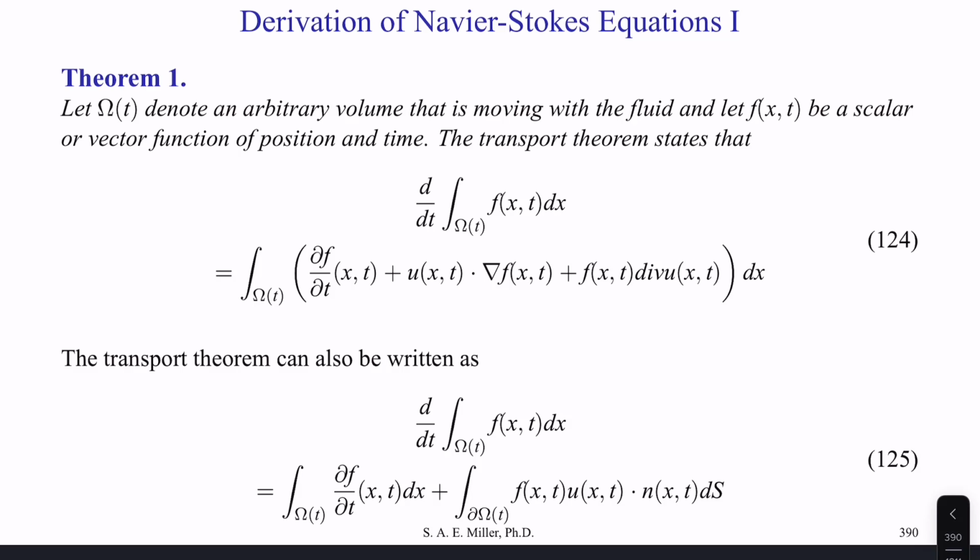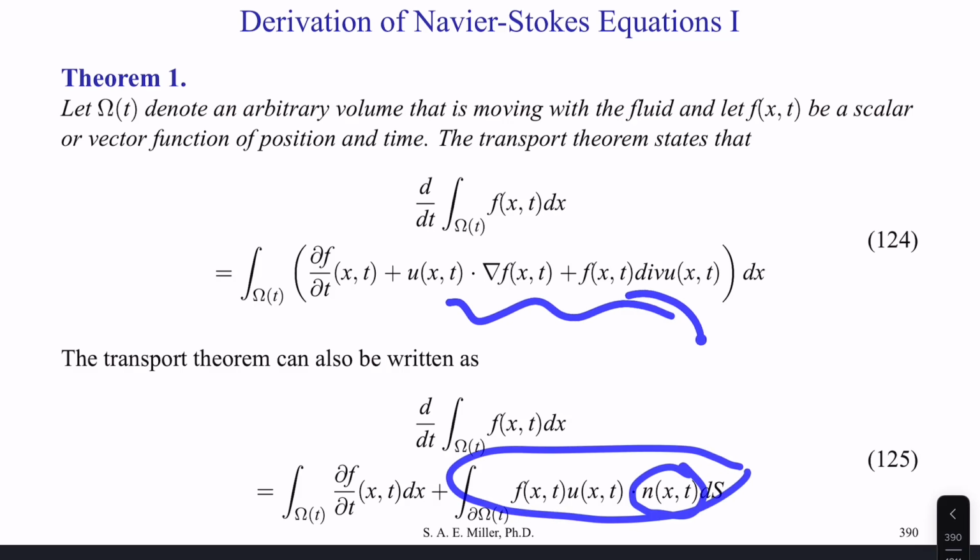We can write 124 as 125: d/dt of f, which is a volume integral. The left-hand side remains the same. And the right-hand side we can break apart as a volumetric integral of partial f partial t plus a surface flux integral, by Gauss's theorem, of f u dot n, where n is the surface normal. So here's a surface integral of these two terms.